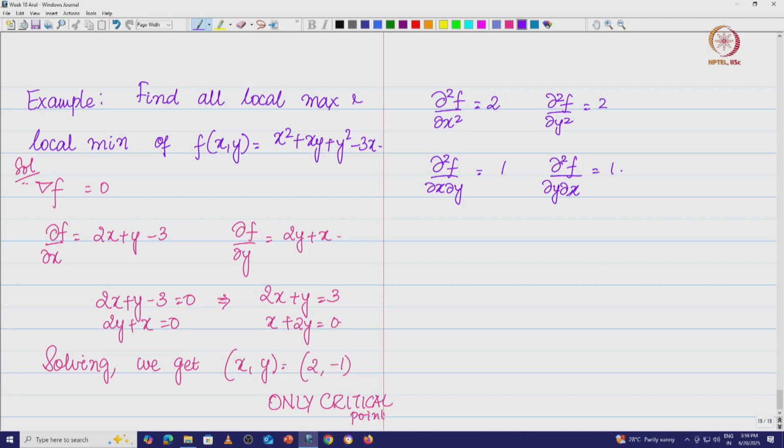So what we have is our matrix to be this. Our Hessian is going to be [[2, 1], [1, 2]], and the determinant of this is basically 4 minus 1, which is 3. Now we really do not know if this matrix is positive definite or what, because the determinant is 3.